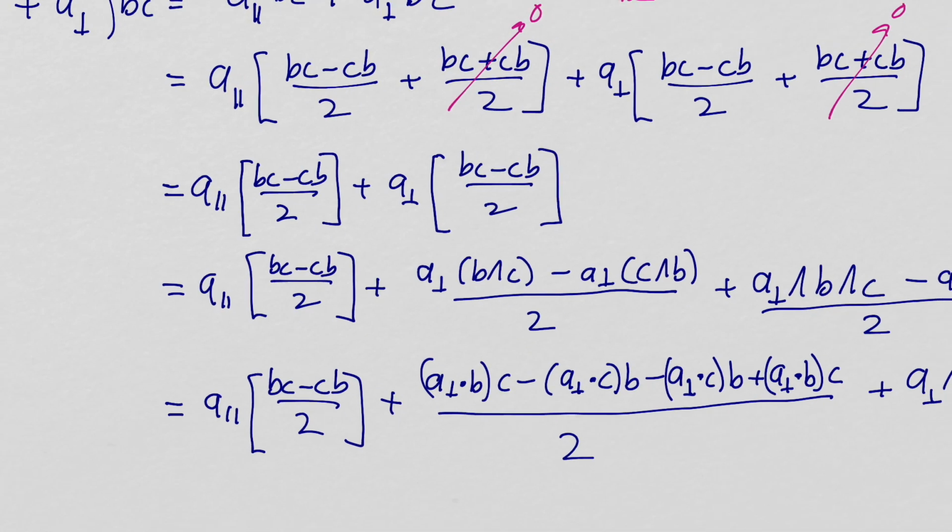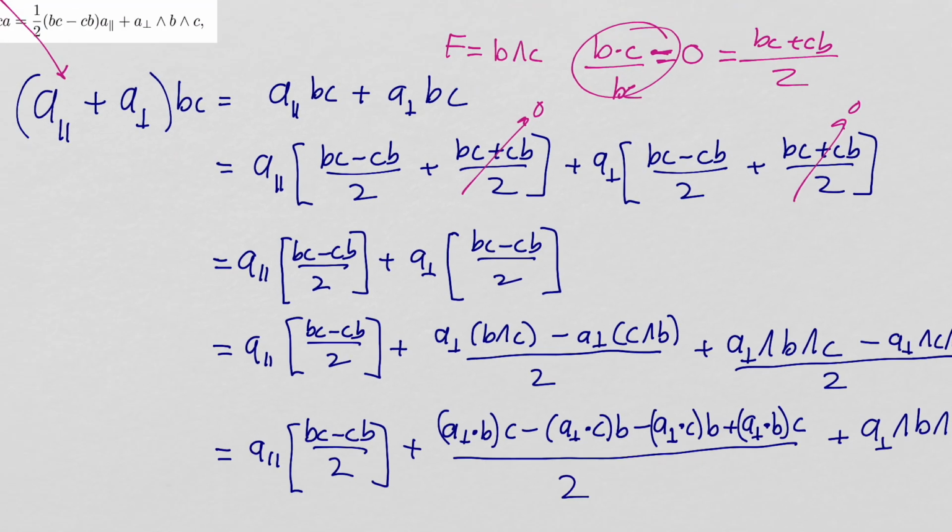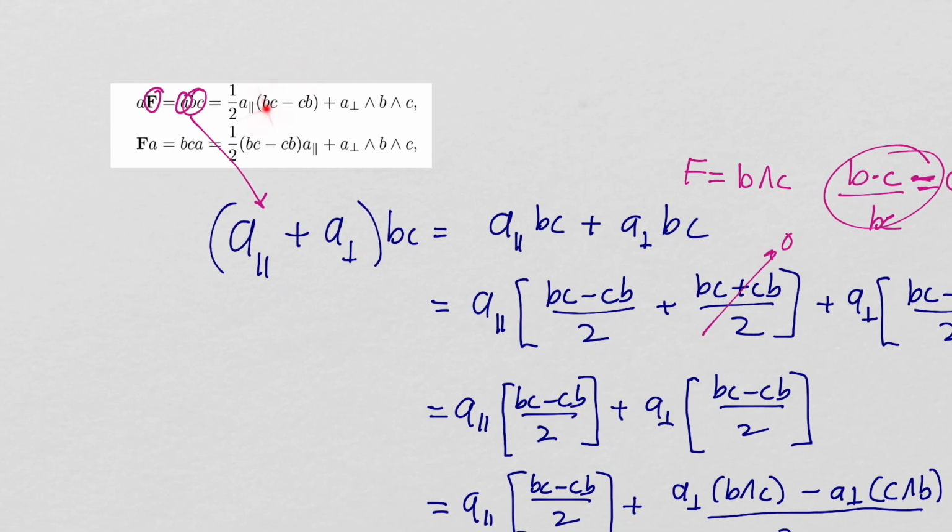So now this reduces to A parallel times the antisymmetric part of the space-time product of B and C, and A perpendicular times the antisymmetric part. So the final form that they leave here is, you can see, there's the antisymmetric part multiplied by A parallel. So we've actually got this piece down. We're done with that piece.